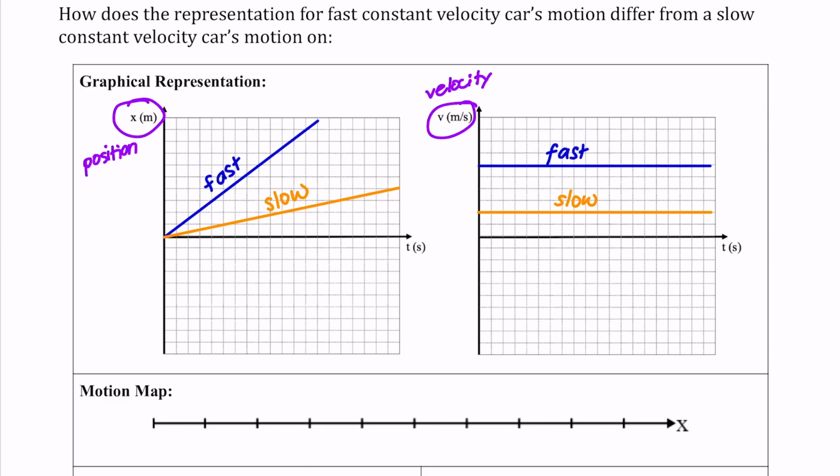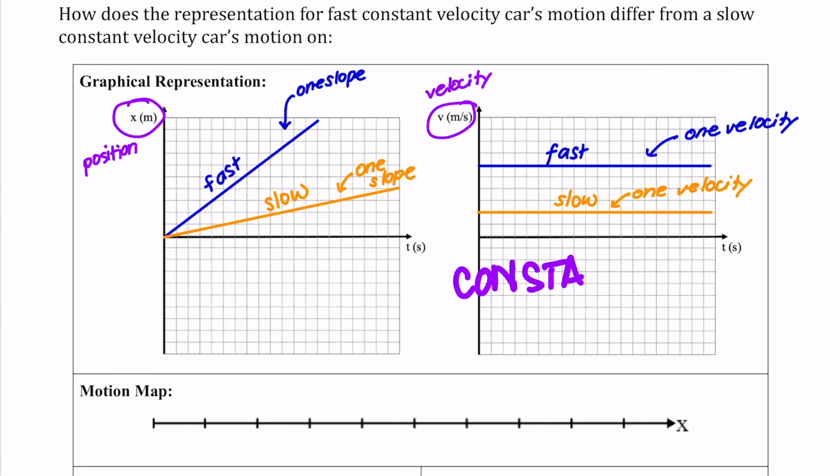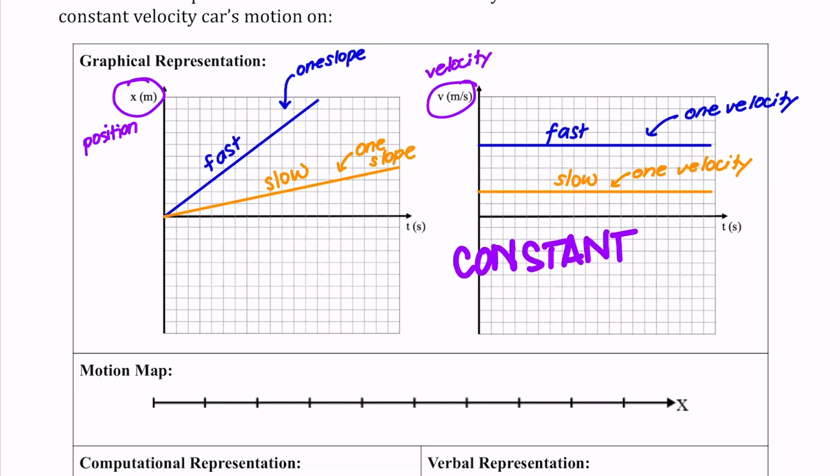Okay, and then you want to remember, for constant velocity, there's only one speed. So if it's fast, it's still going to be just one slope. So that one slope means that there's only one velocity. And so even though we have two different lines, that line is never changing. And so on the velocity graph, it looks like it's also just one thing that never changes. So that's what a constant velocity is going to look like on a position and a velocity graph.